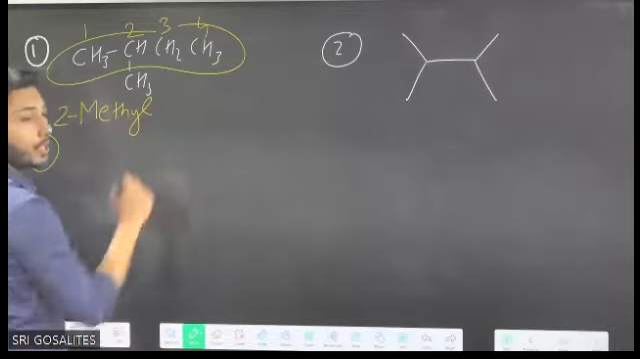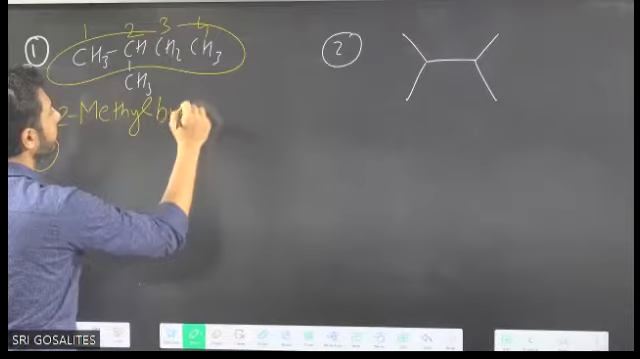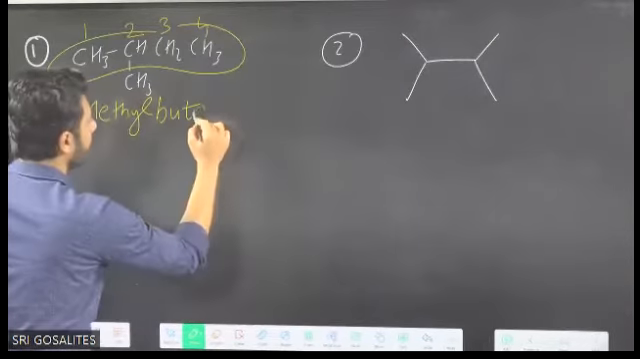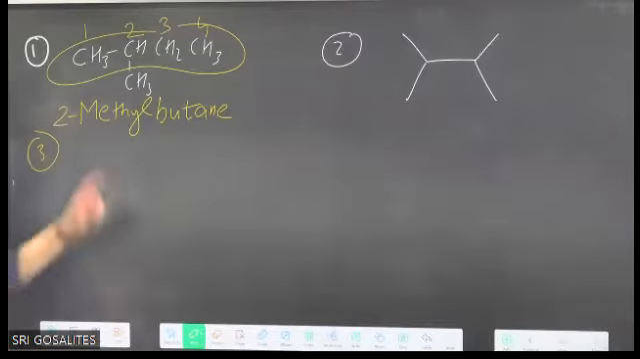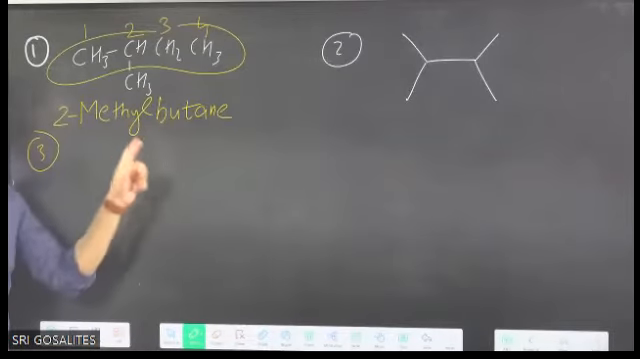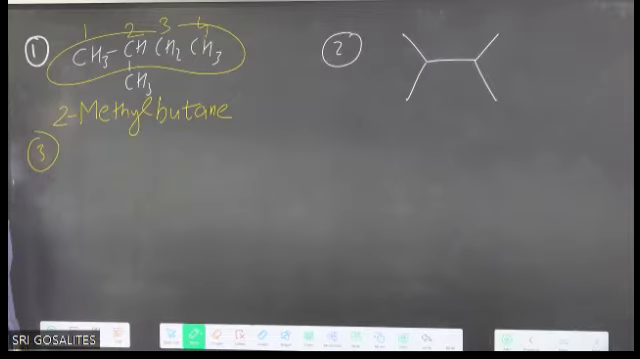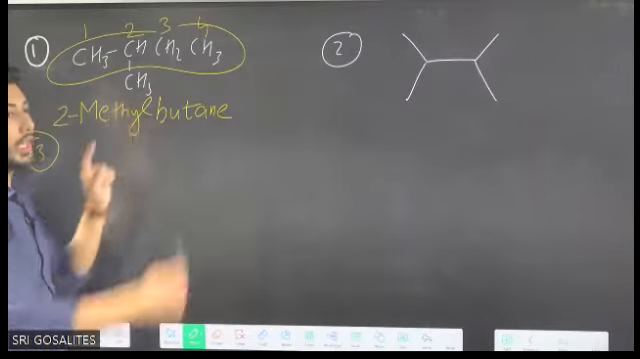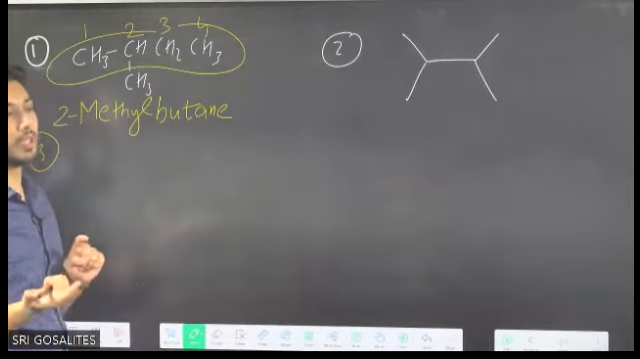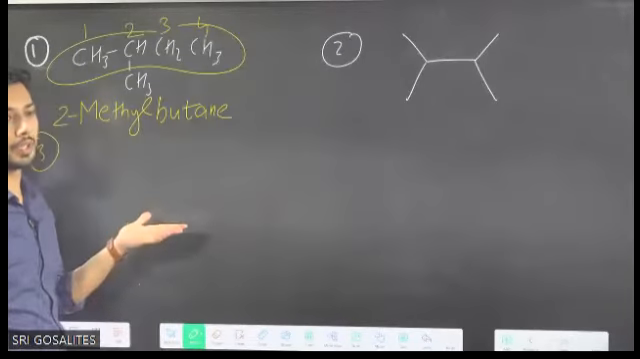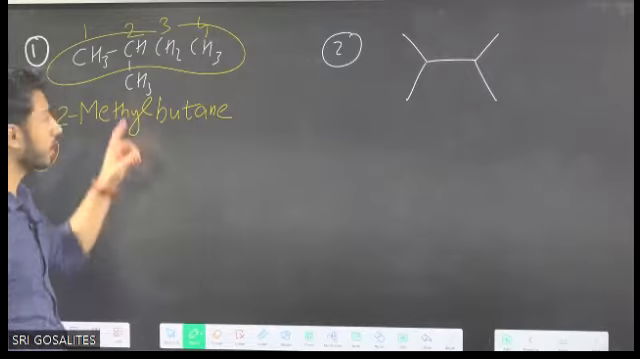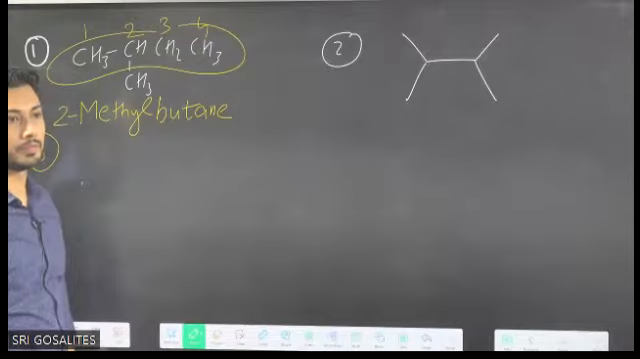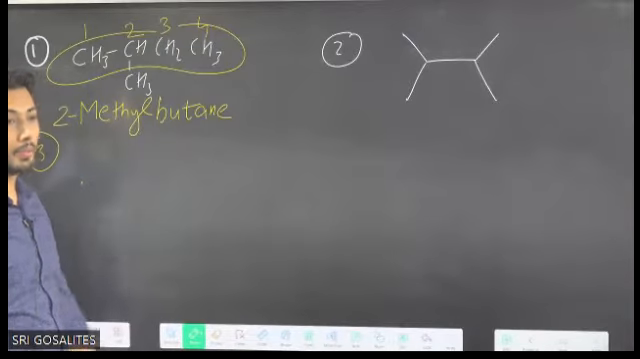2 methyl, parent chain, how many carbons? 4. But. There is no unsaturation, only saturated. So that is why ane. 2 methyl butane. It is as per IUPAC nomenclature. Why methyl? Because 1 carbon CH3 is not part of the parent chain. It is considered to be a secondary prefix. It is branching. And at which position is it? Second position in the parent chain or main chain. Now clear?